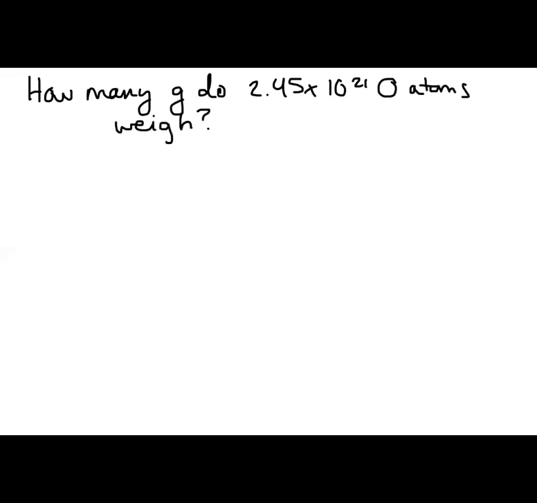How many grams do 2.45 times 10 to the 21 oxygen atoms weigh? Let's start with a unit map. What unit am I going to start with? Atoms, because that's what I give you. And what unit do we want to end up with? Grams. How are we going to get there? Moles. So we're going to go from atoms of oxygen to moles of oxygen to grams of oxygen.